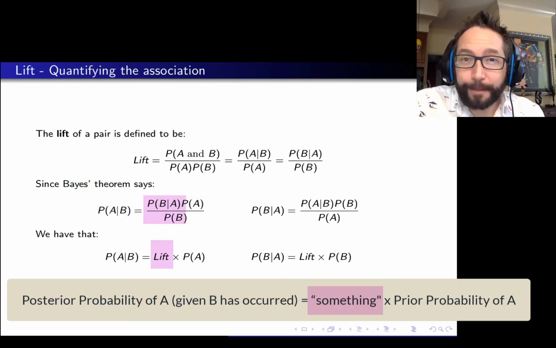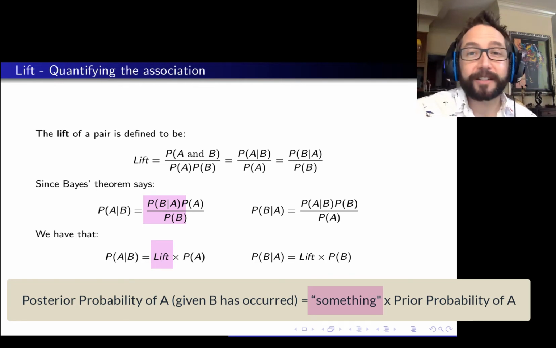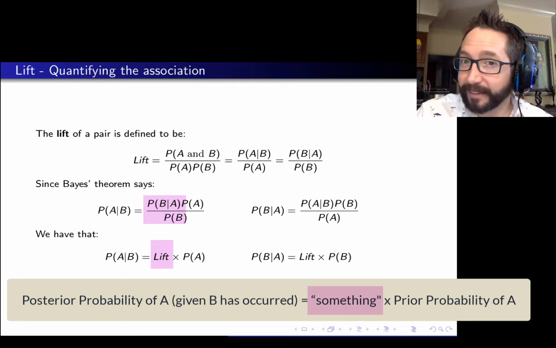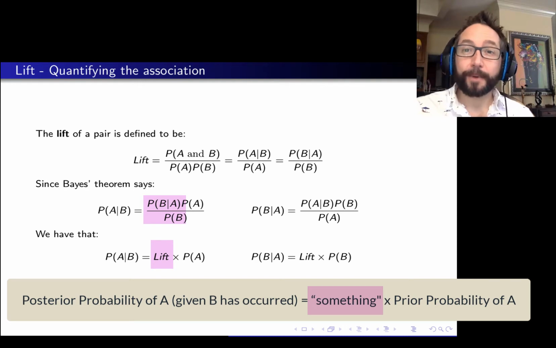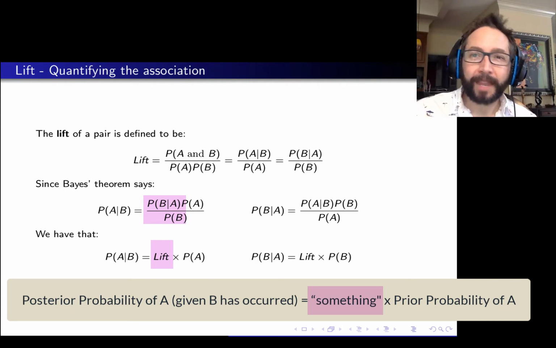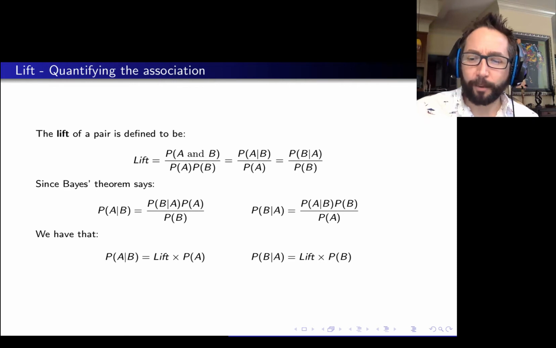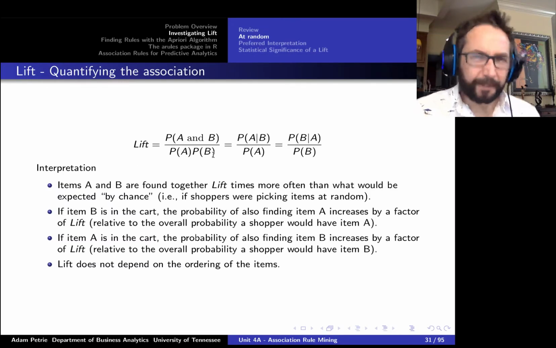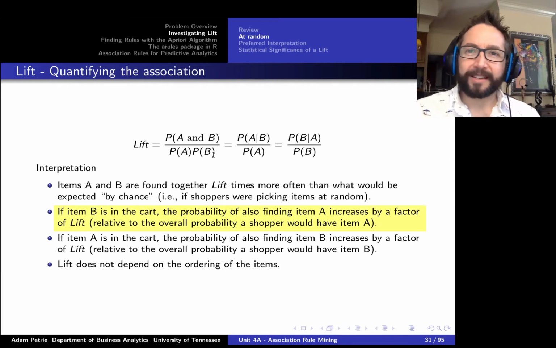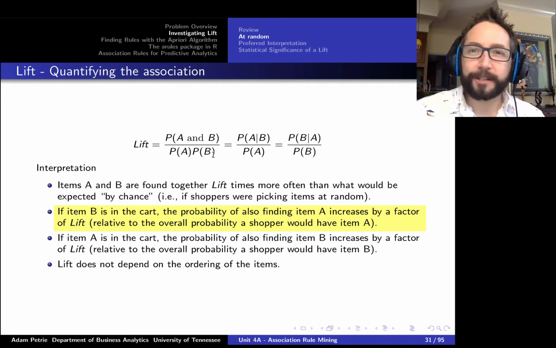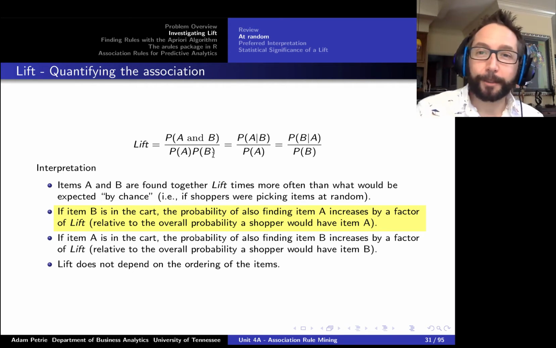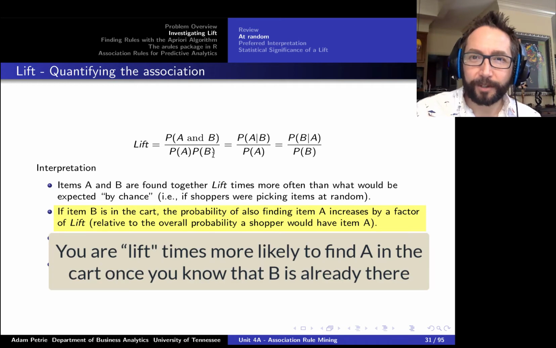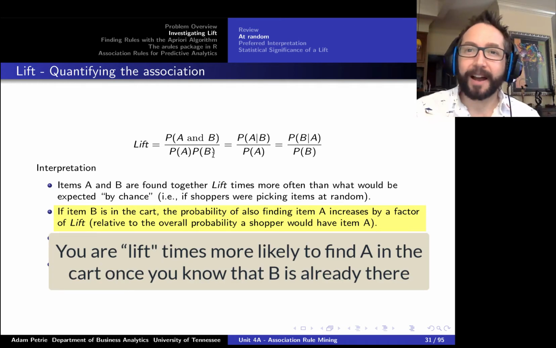We're going to take the prior probability, just the overall fraction of carts that have that item, multiply it by the lift, and out will come the posterior probability. And so that's a great way of thinking about what the numerical value of lift is telling us. So a few ways to interpret it. One way is that the prior probability of finding that item in the cart increases by a factor of lift to give you the posterior probability or the confidence. So it's lift times more likely to find item A once you know that item B is in the cart.